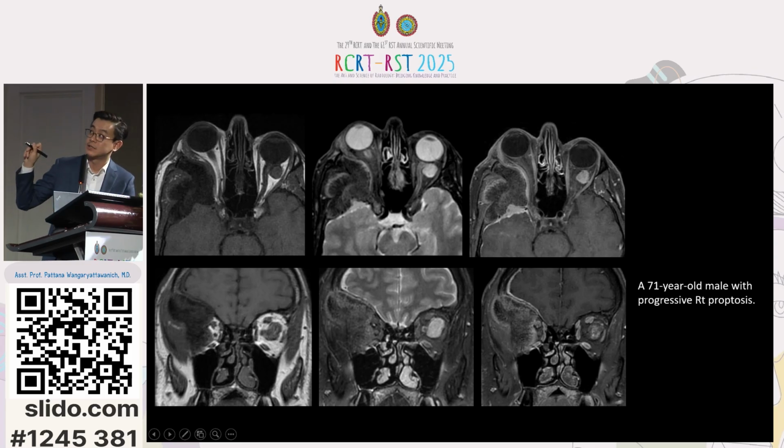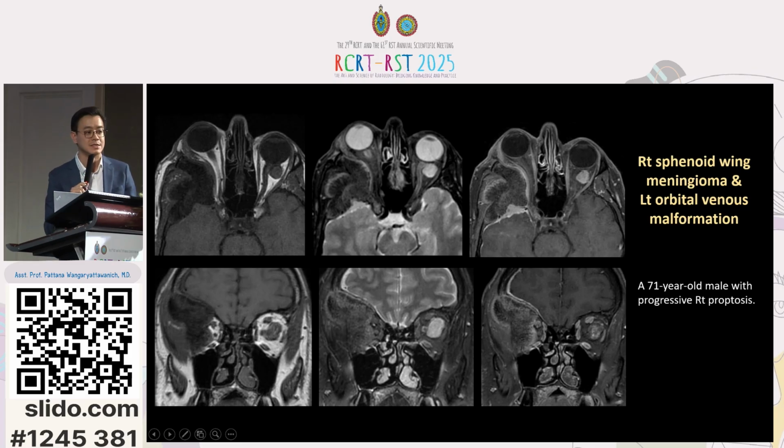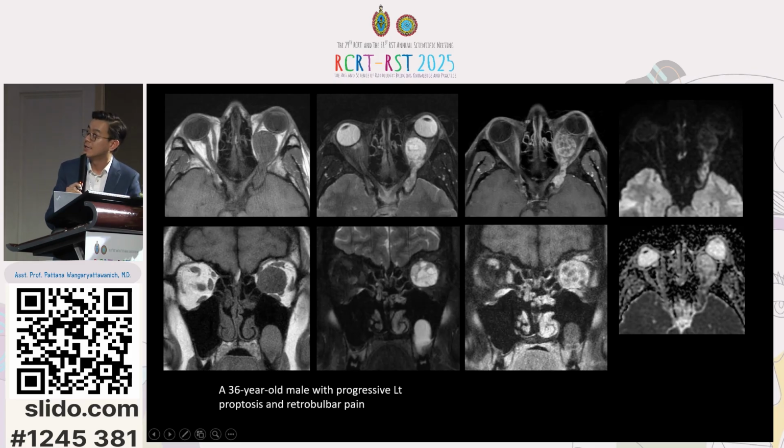It shows intermediate to low signal on T1 and homogeneous high signal on T2. When you give gadolinium contrast on the axial and coronal planes, you can predict that we acquired the coronal plane first and then the axial plane later, because it shows a little less enhancement and heterogeneous enhancement on the coronal plane, and it's more homogeneous on the axial plane. So this is an incidental finding and a classic finding of cavernous venous malformation in the orbit. The intraconal space is the most common location of this pathology. I think we're running out of time.